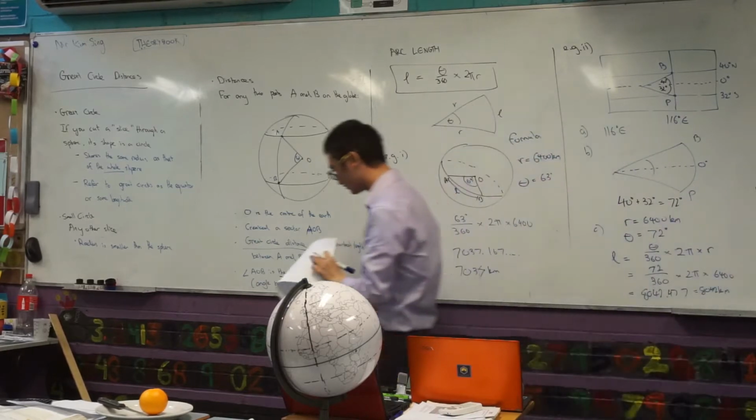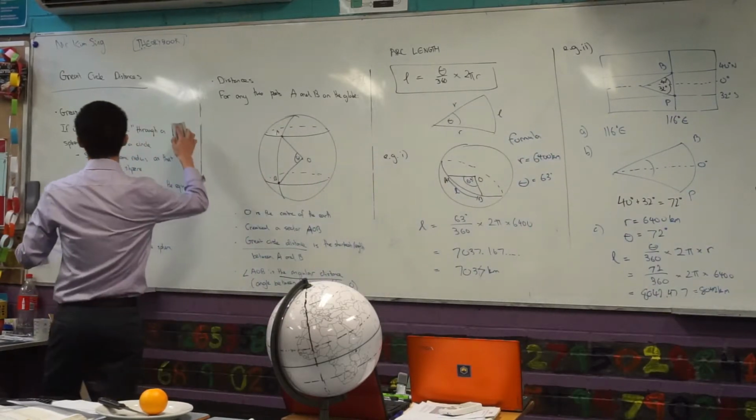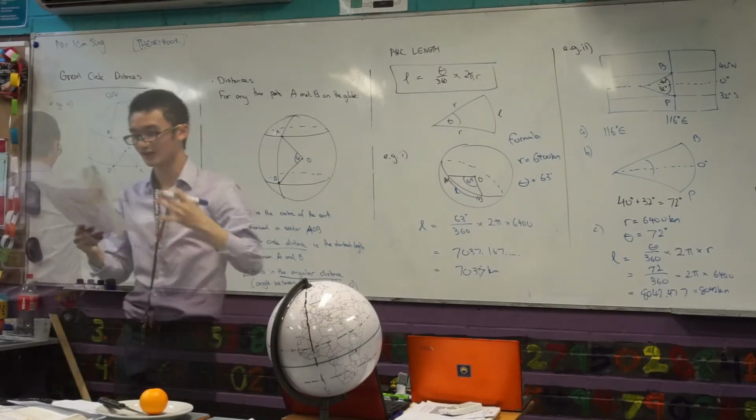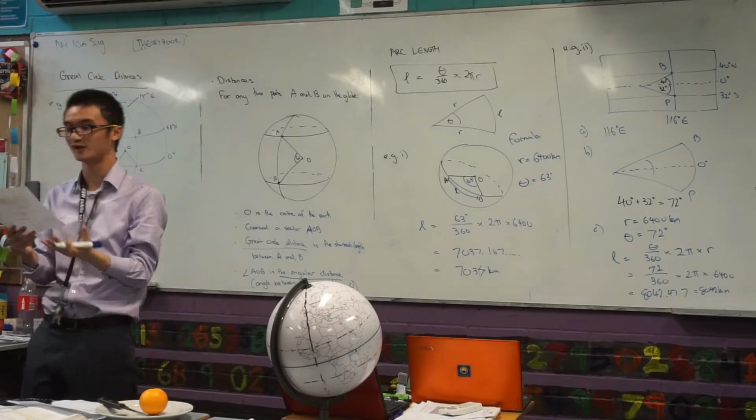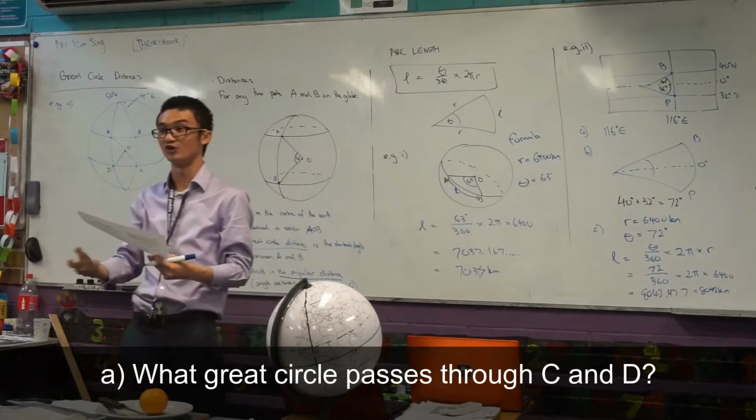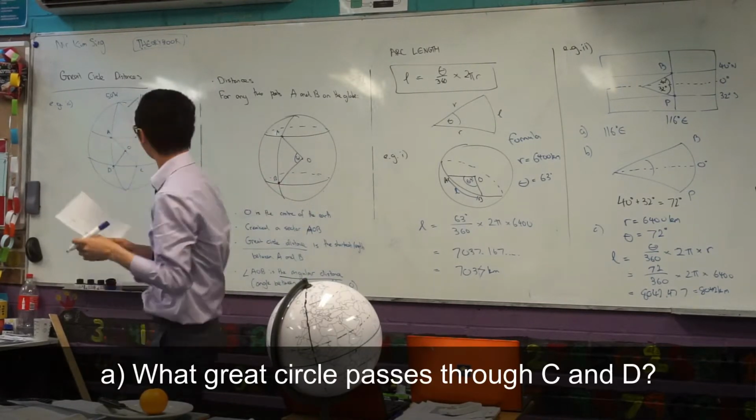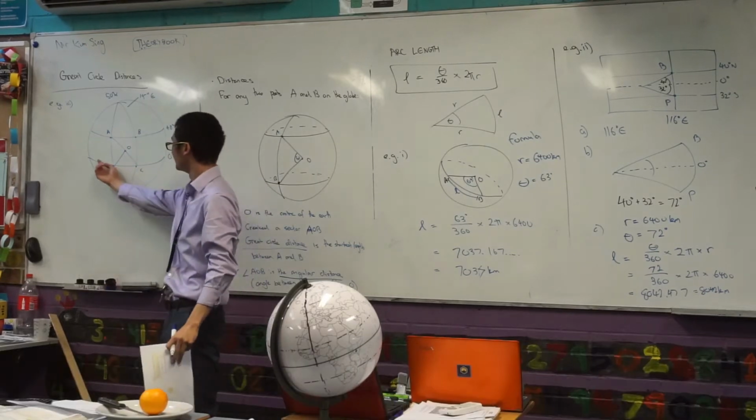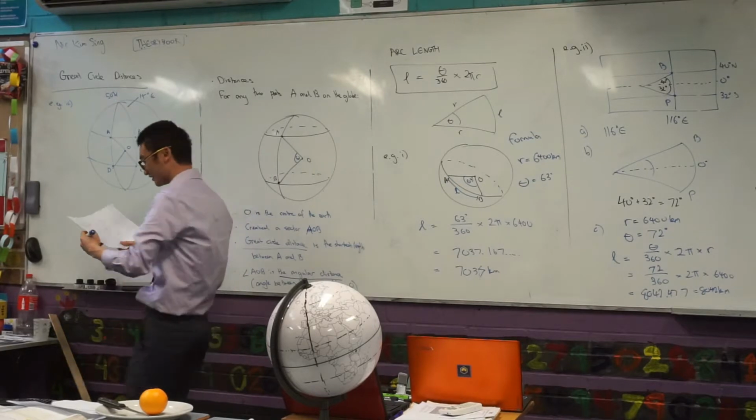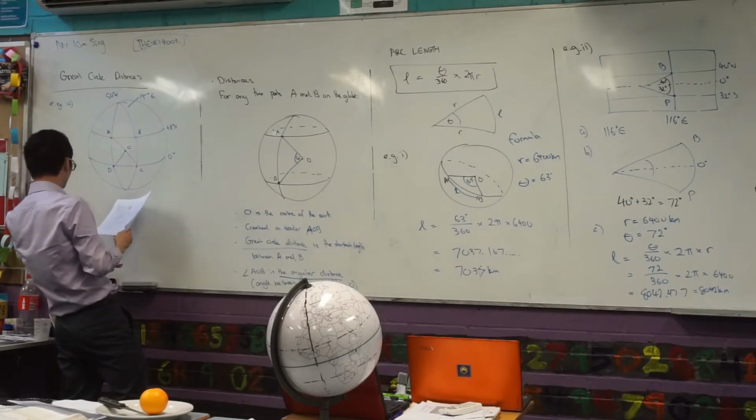Okay, let's look at one more example. So the first thing is, hopefully we're familiar with this, what great circle passes through C and D. So we know it has to be either some longitude or the equator. And you look at the diagram and it's pretty clear, well, C and D, they both pass through the equator, which is 0 degrees. Okay, so let's put that in. So 3A is the equator.